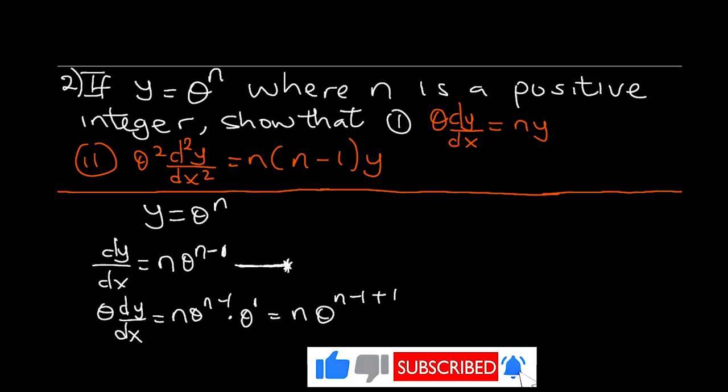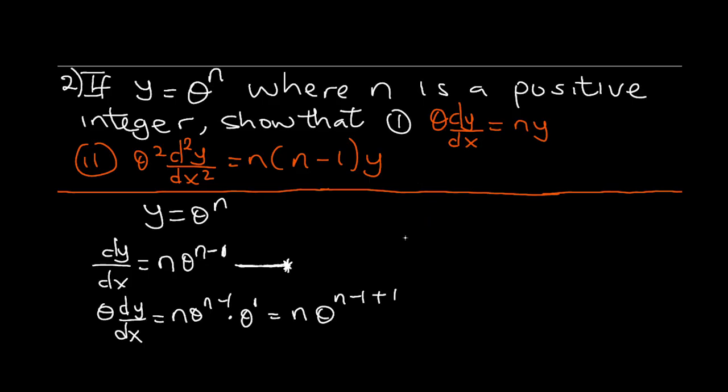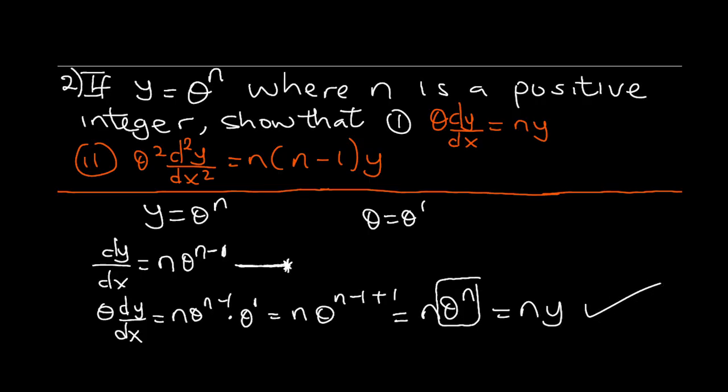Anything to the power 1 is that thing. Theta is the same thing as theta to the power 1. So minus 1 plus 1 cancel, then we have n theta to the power n. And this one, from the given question, is y. That will give you ny. So that first part is done.